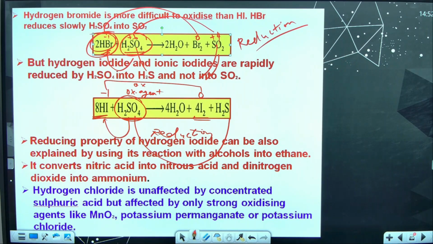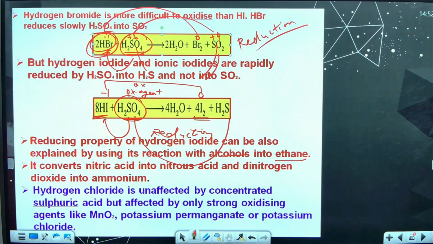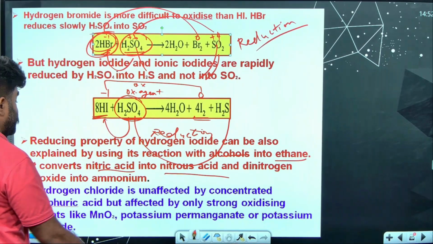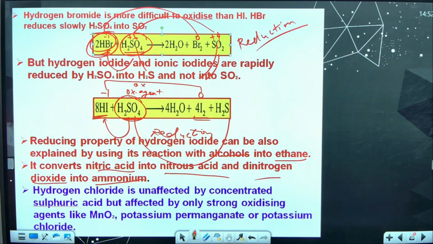Also you can see further reduction reactions which are caused by hydrogen iodide. You can see that it reduces alcohols into hydrocarbons. Alcohol இருந்து ethane hydrocarbon form ஆகுது. It also can convert nitric acid into nitrous acid and nitrogen dioxide into ammonium.